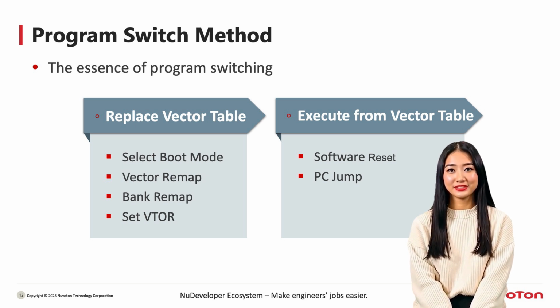There are 4 methods to replace the vector table: select boot mode, vector remap, bank remap, set VTOR. There are 2 methods to execute the program from the new vector table. One is software reset, and the other is program pointer jump. Both methods are very simple and will not be explained in detail. Next, we will explain in detail 4 methods for replacing vector tables.